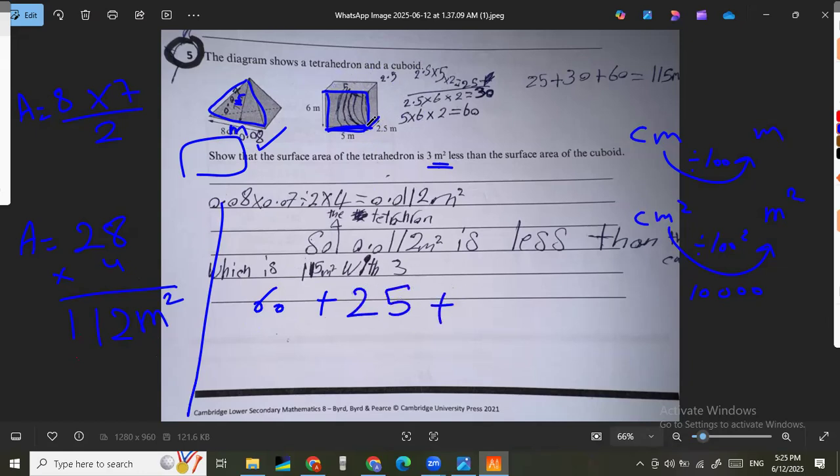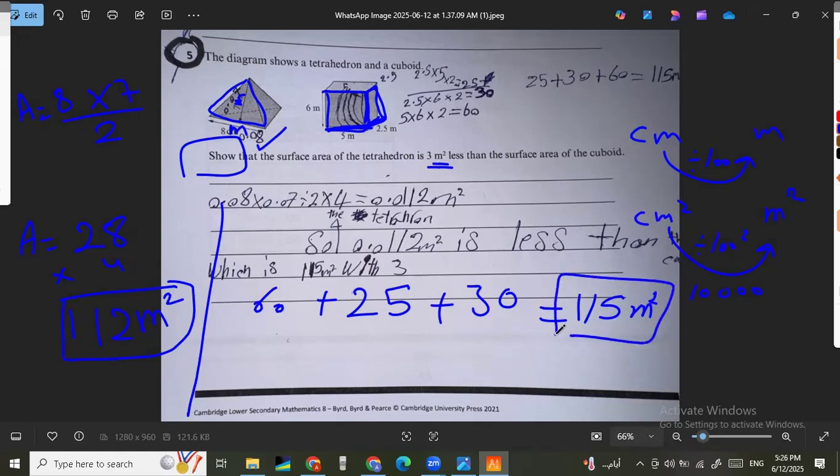Plus, the side. The side is 2.5 times 6, which is exactly 15. So 15, double it for the other side as well, so it becomes 30. 60 and 25 is 85. 85 and 30 is exactly 115 meters squared, the surface area of the cuboid. And this shows that the surface area of the tetrahedron, which is 112 meters squared, is 3 meters squared less than the surface area of the cuboid, which is 115 meters squared.